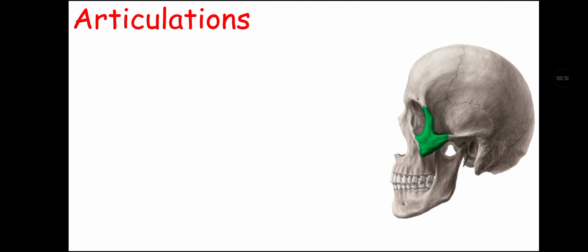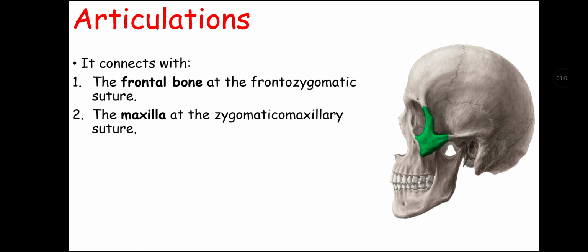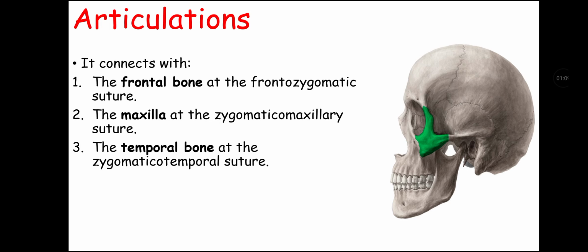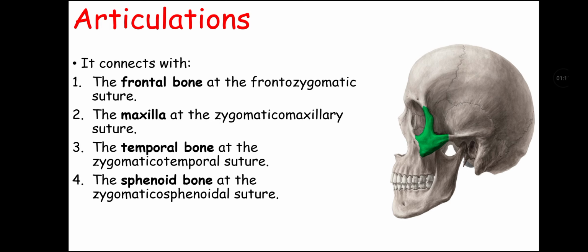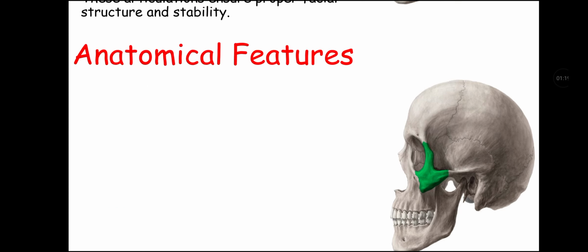Now let's talk about the articulation of zygomatic bone. It connects with the frontal bone at the frontozygomatic suture. It connects with the maxilla at the zygomaticomaxillary suture. It connects with the temporal bone at the zygomaticotemporal suture, and it connects with the sphenoid bone at the zygomaticosphenoid suture. This articulation ensures proper facial structure and stability.